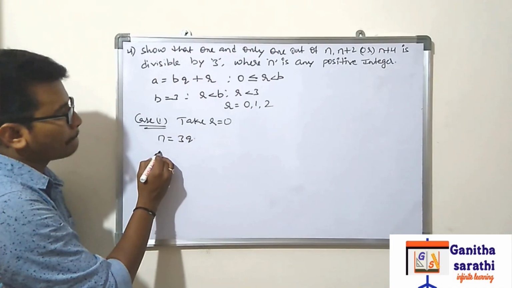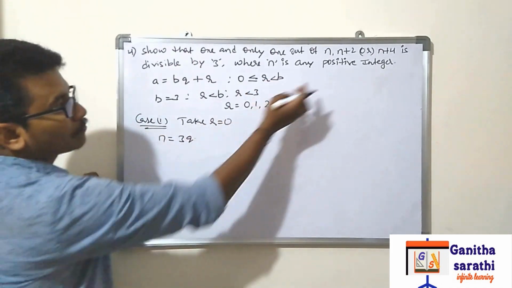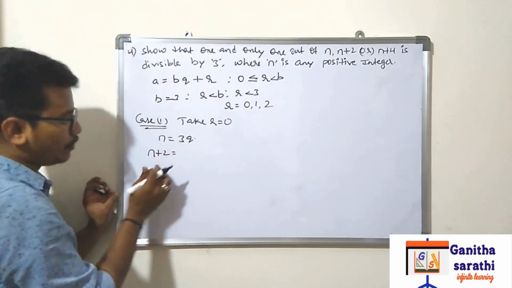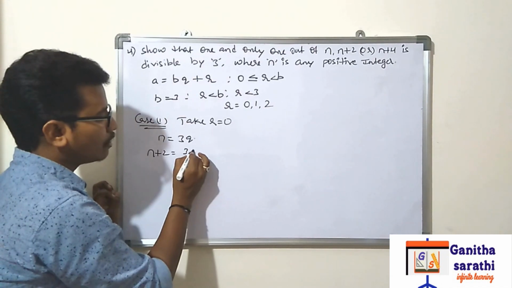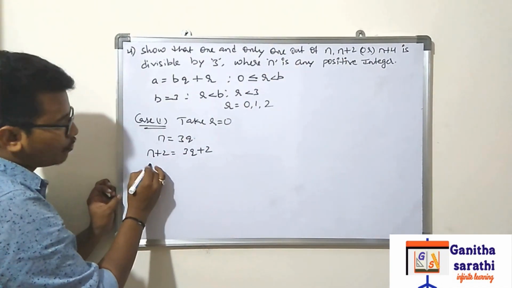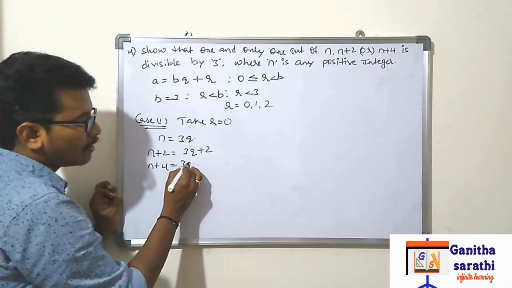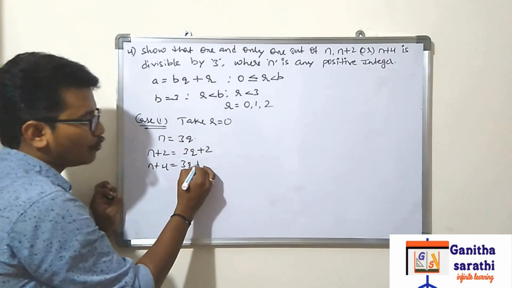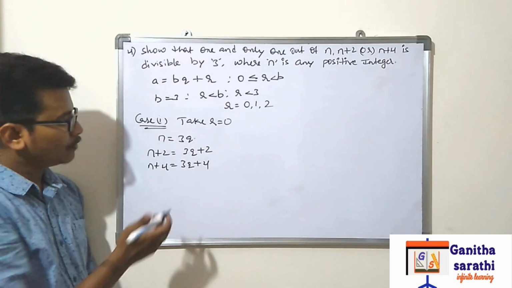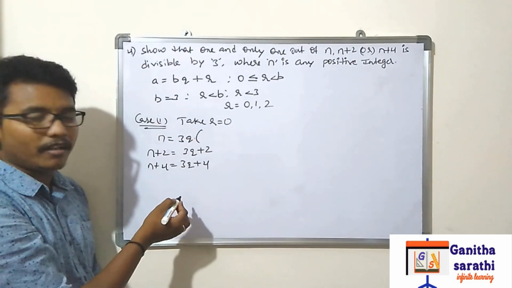Right. Next, what is he giving? n plus 2. n plus 2 means, what is the n value here? 3q. Substitute the 3q here: 3q plus 2. Next, what is he giving? n plus 4. The n value is 3q, so 3q plus 4. Out of these three, which one is divisible by 3? Only this one, right?